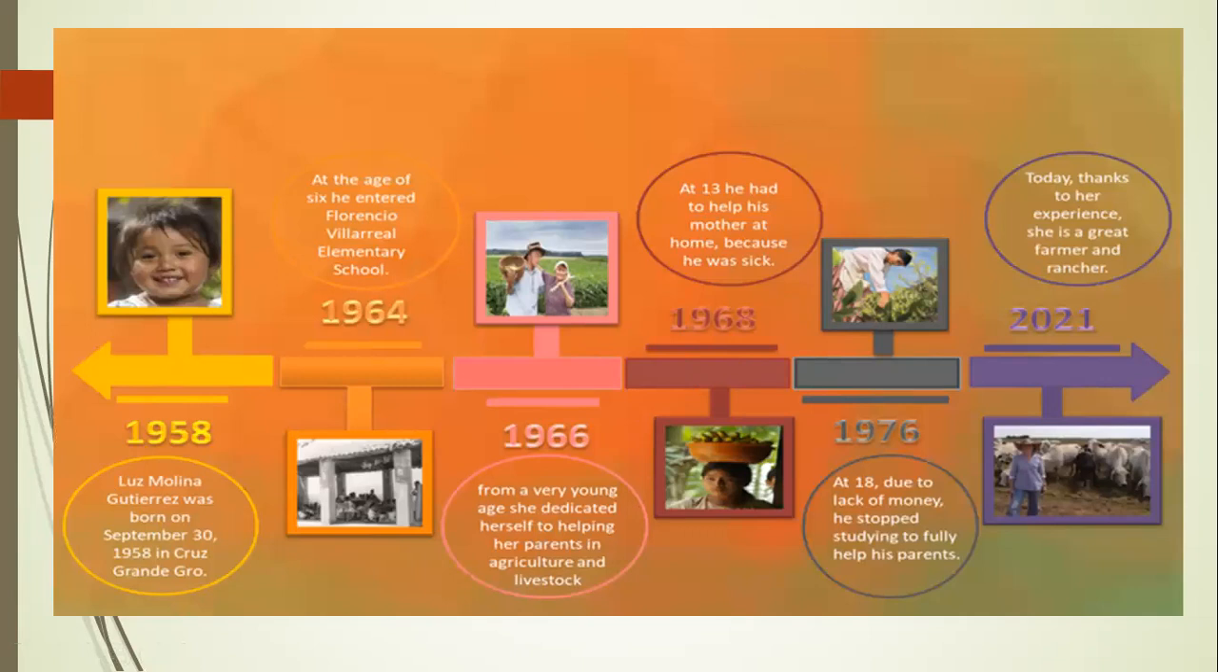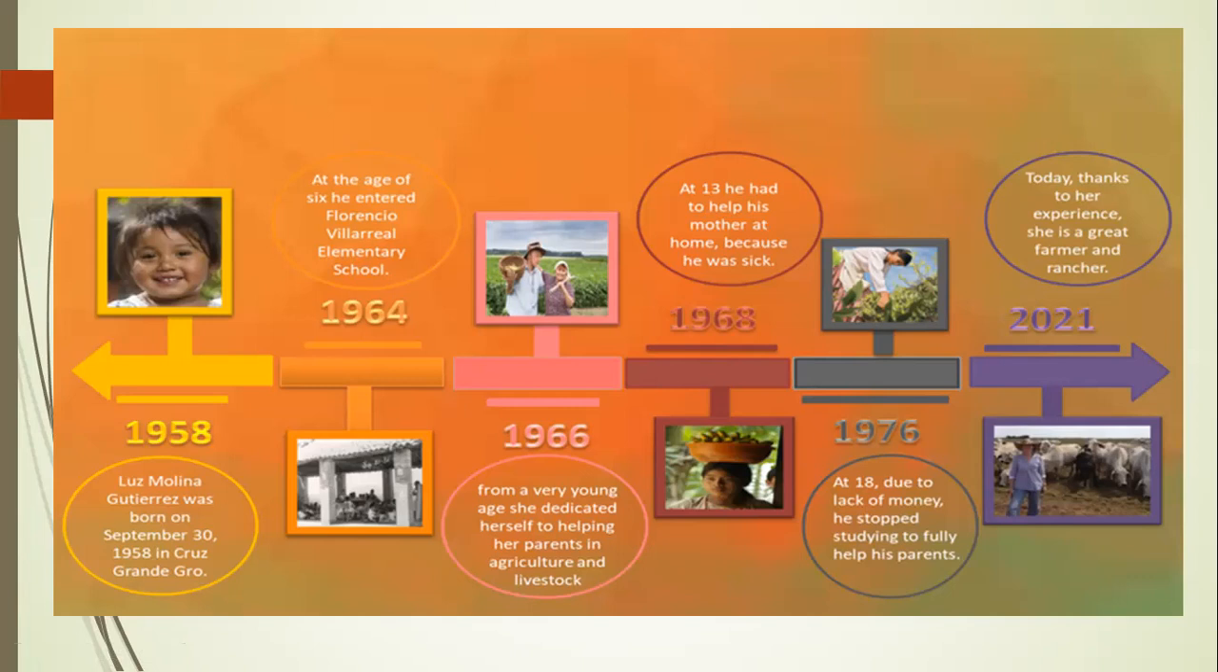In 1958, Luz Molina Gutierrez was born on September 30th in Cruz Grande, Guerrero. At the age of 6, he entered Florencio Villarreal Elementary School in 1966. From a very young age, she dedicated herself to helping her parents in agriculture and livestock.